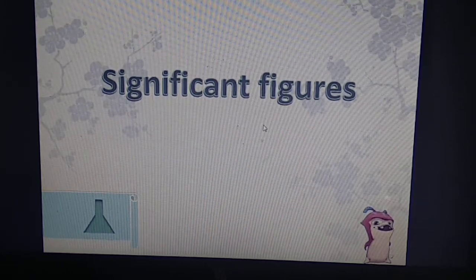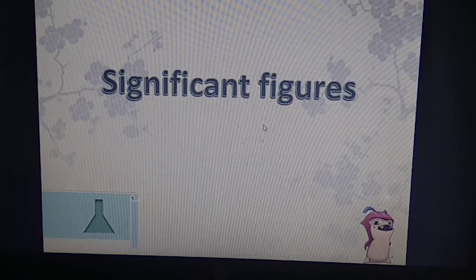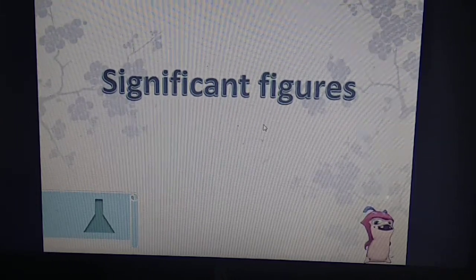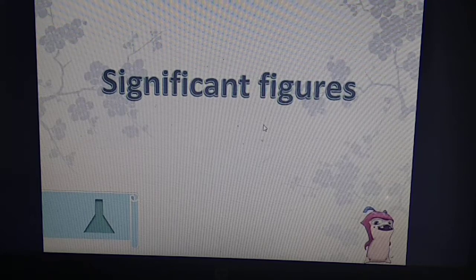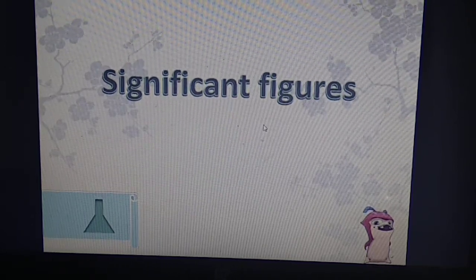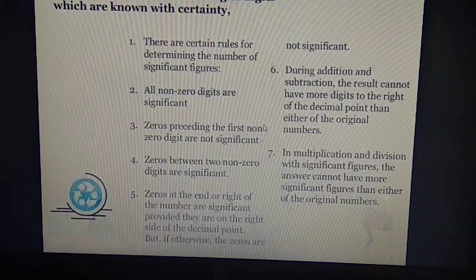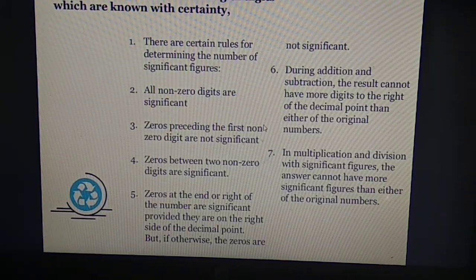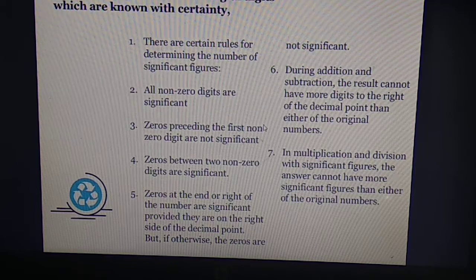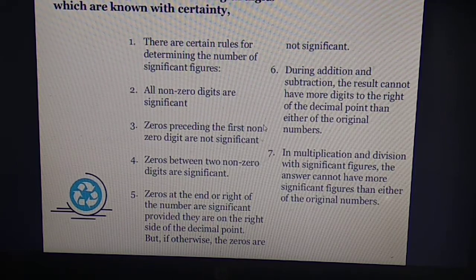Today we present the topic of significant figures, from the chapter Some Basic Concepts in Chemistry. Significant figure is a very important topic in this chapter, and there are a few rules we have to know to find the significant figures in a number.